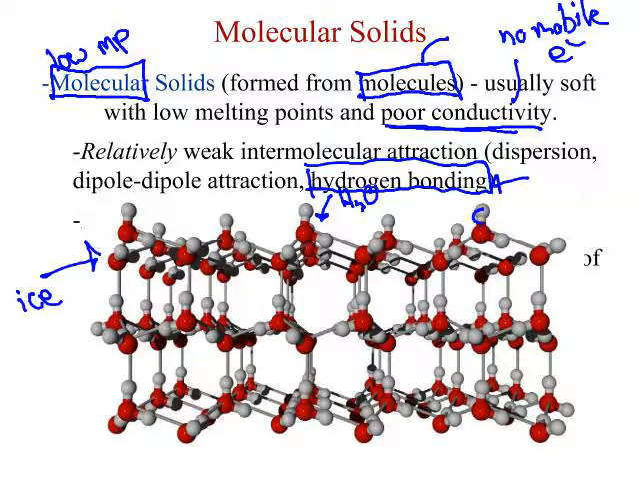If we look at the electrons in this molecule, or in the solid, we have electrons that are localized in the chemical bonds, and then we have the lone pairs of electrons on each of the water molecules. But they're not really free to flow through the surface of the crystal, which is why it has poor electrical conductivity. Okay, so that is what a molecular solid is.